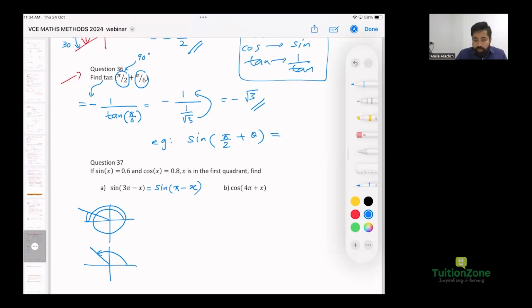All right, sine of pi minus x. So in general, which quadrant are we in? Second quadrant. Is sine positive or negative? Positive. And do we keep sine as sine or change it to cos? Keep it as sine, because pi means 180, not 90, isn't it? And then just x. What's the answer for sine x? 0.6. So the answer is positive 0.6. Done.